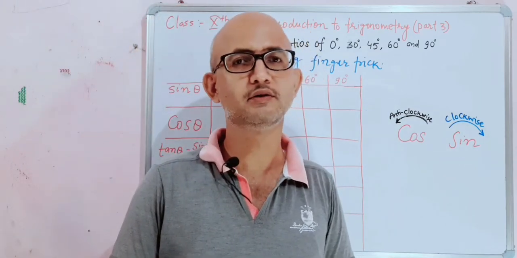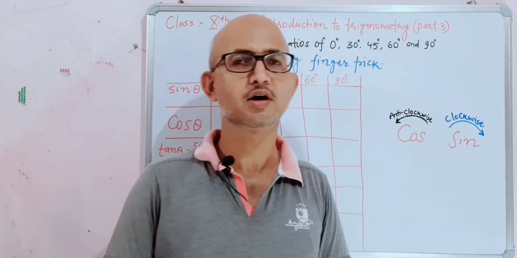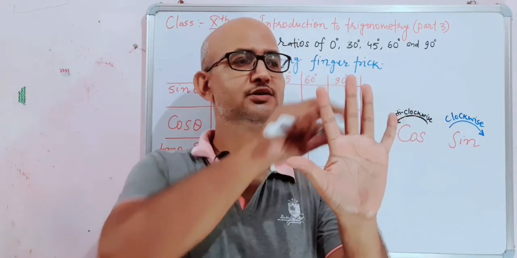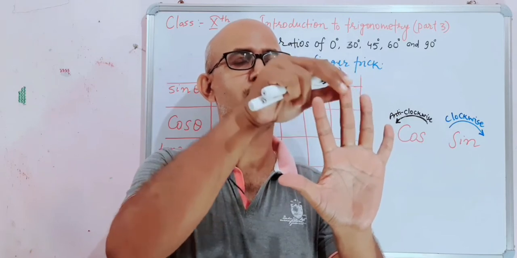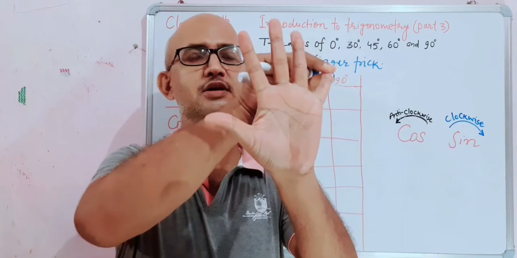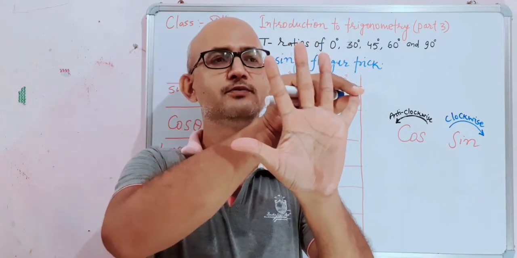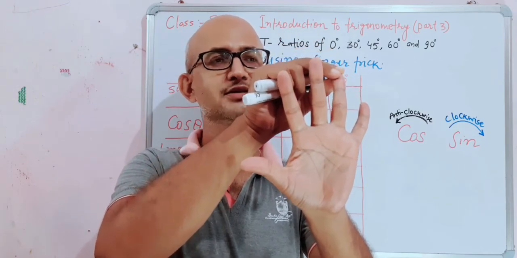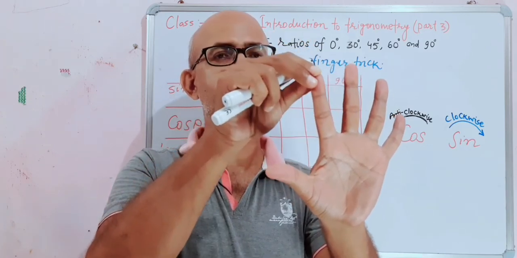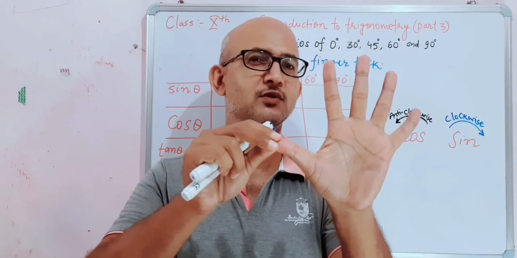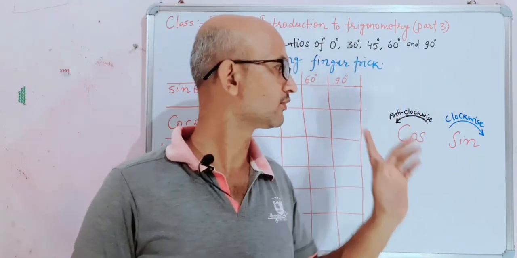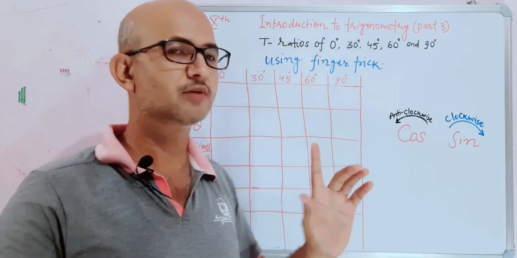Now, students, we mark our fingers as 0, 30, 45, 60 and 90. This finger is marked as 0. Next to it is 30 degree. Next one is 45, 60 and 90. Then we find value of sine and cos one by one.